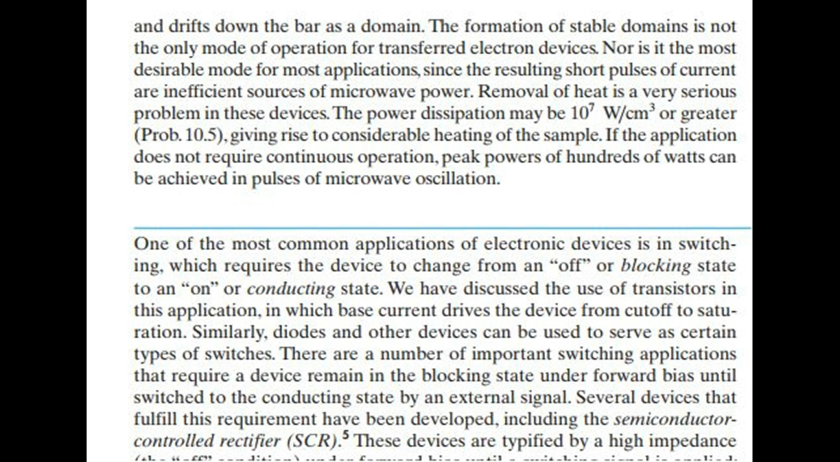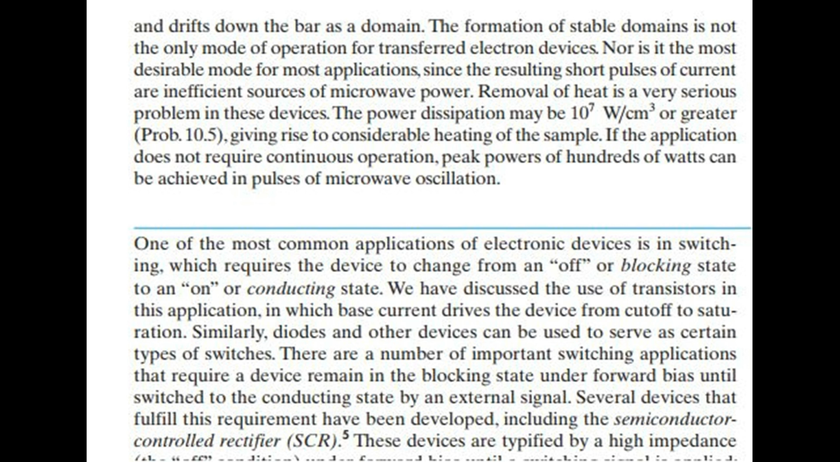One of the most common applications of electronic devices is in switching, which requires the device to change from an off or blocking state to an on or conducting state. We have discussed the use of transistors in this application, in which base current drives the device from cutoff to saturation. Similarly, diodes and other devices can be used to serve as certain types of switches. There are a number of important switching applications that require a device remain in the blocking state under forward bias until switched to the conducting state by an external signal.